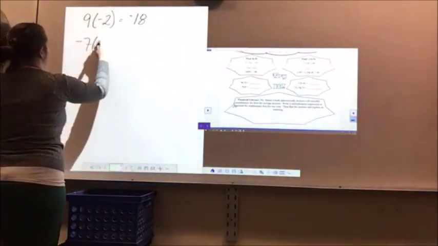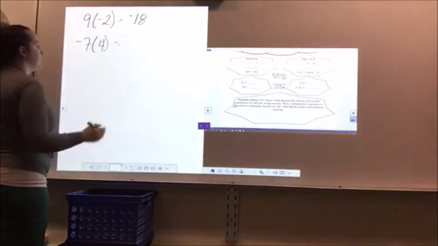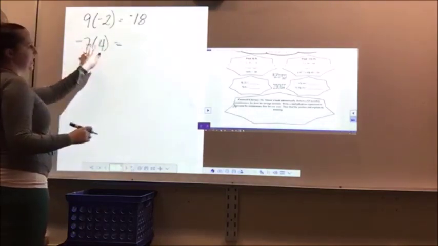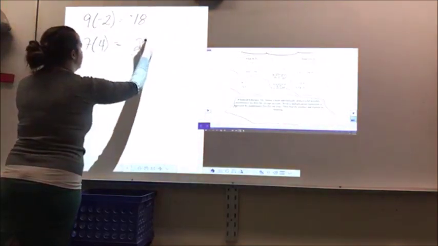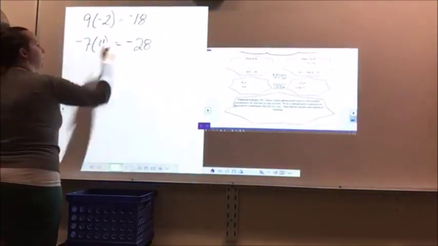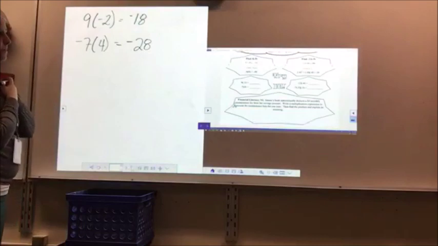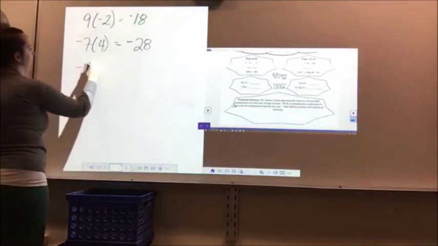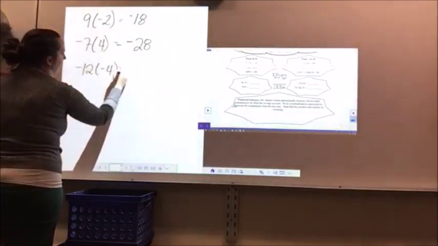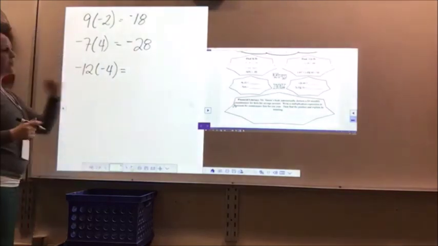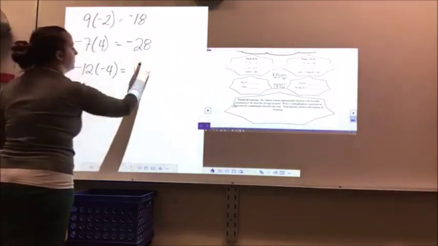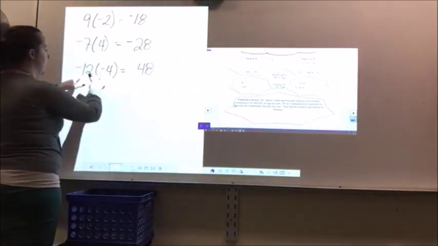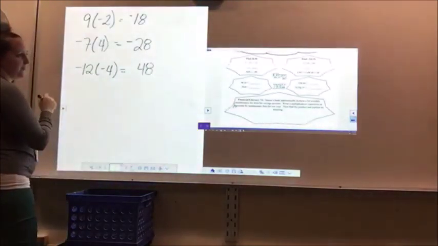Then I have negative 7 times 4. So again, one negative, one positive, I multiply, gives me 28. One negative makes a negative. Then I have negative 12 times negative 4. Two negatives, 12 times 4 is 48. Two negatives make a positive, so it's positive 48.